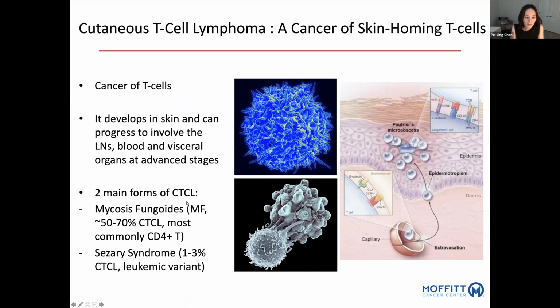So two main forms of CTCL: mycosis fungoides, MF, comprises approximately 50 to 70% of CTCL, most commonly CD4 positive T cells. And Sézary syndrome is also another main form of CTCL. It comprises approximately 1 to 3% of CTCL, and is the leukemic variant.